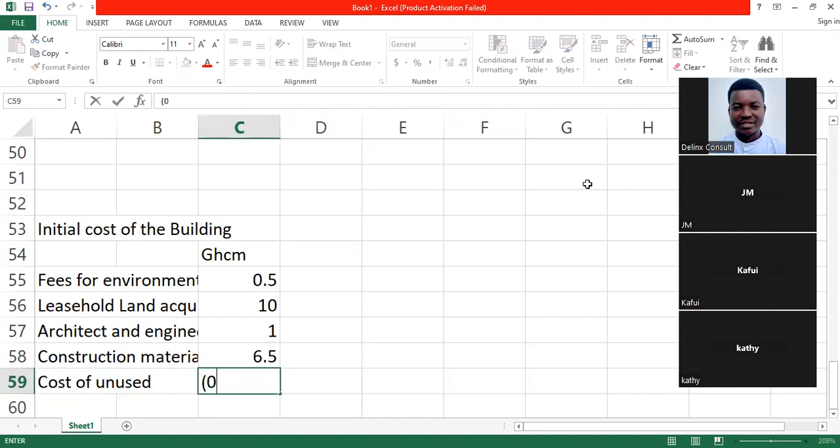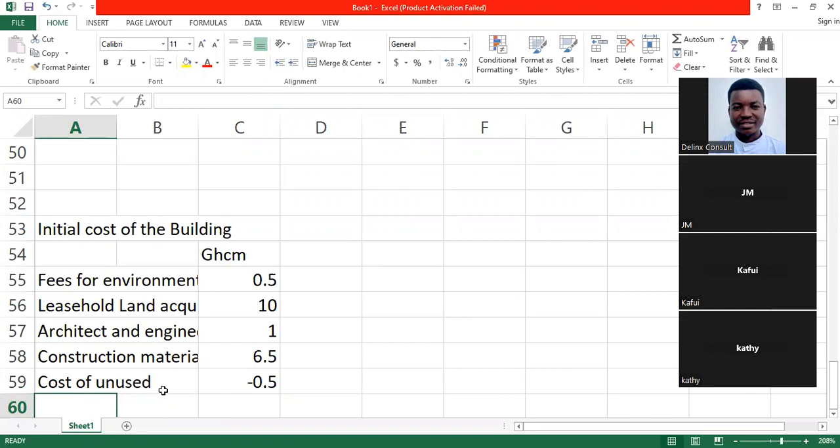Can you take it out straight away? Yes, you can do that straight away. You can just take it out from the 6.5 and bring only the 6 to that place. Are you okay? All right.